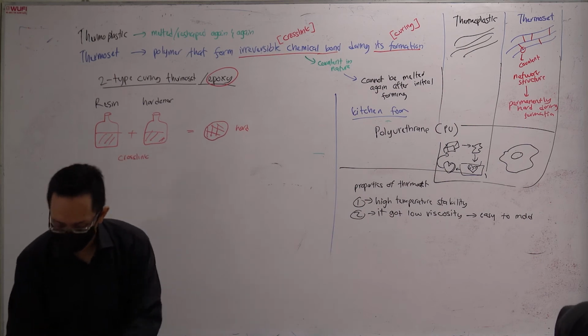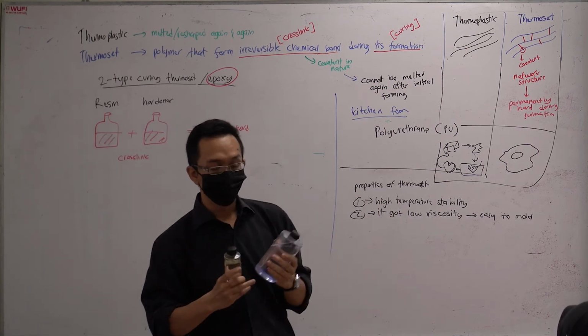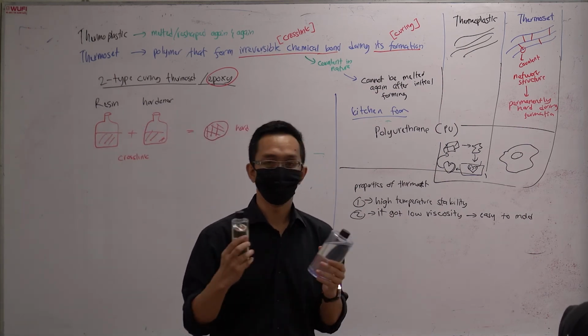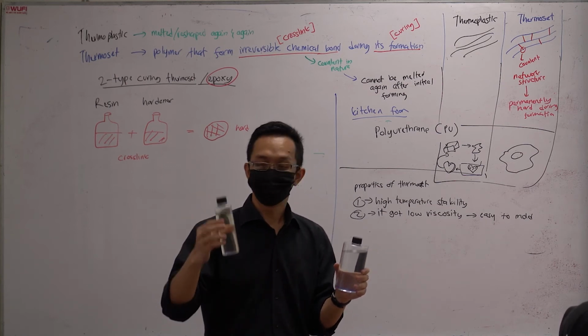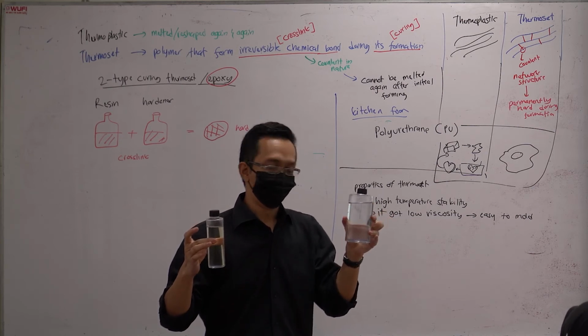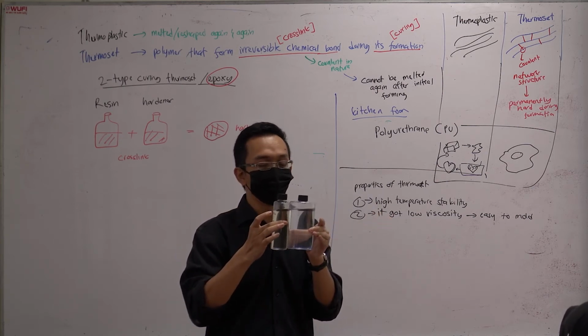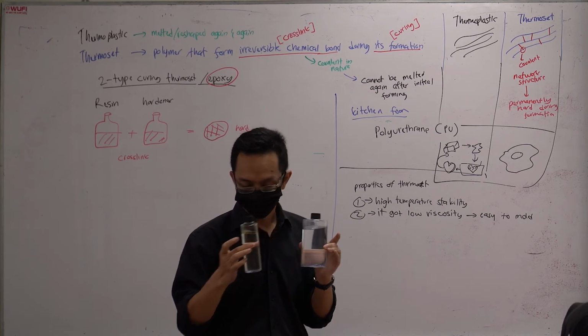So you can see here we have two things. Normally the manufacturer will give the ratio, how much of this to add to this. Okay, this is the hardener, this is the resin. So when you mix these together, the cross-linking will happen and it becomes hard.